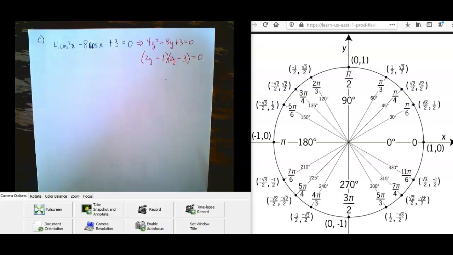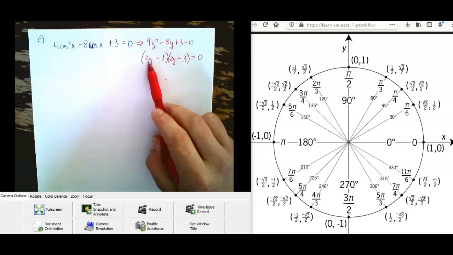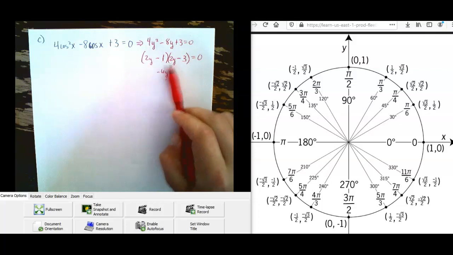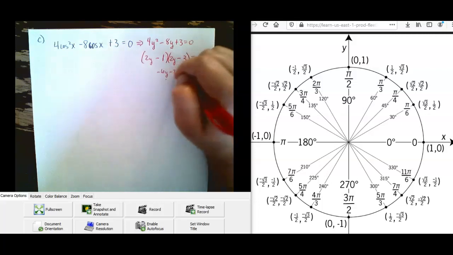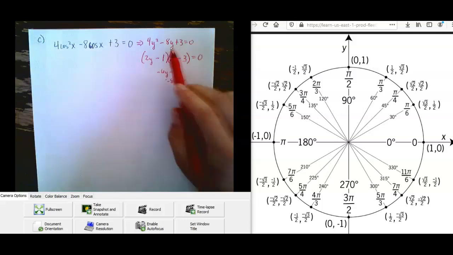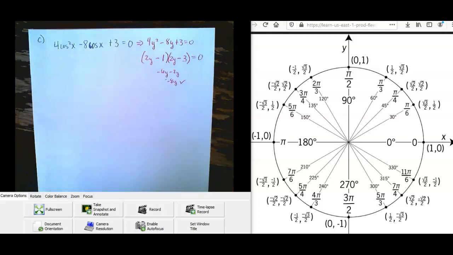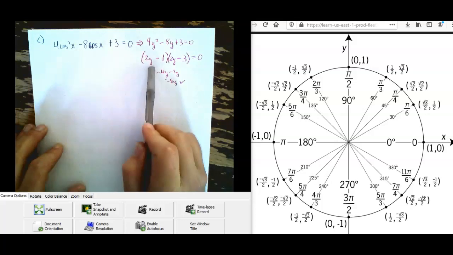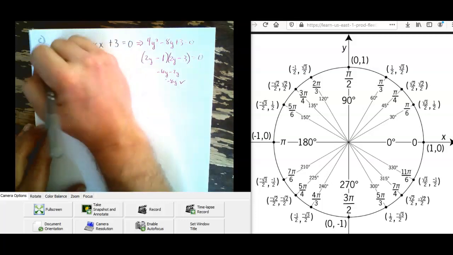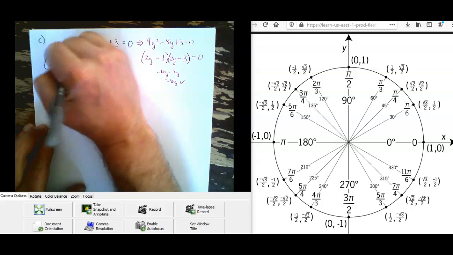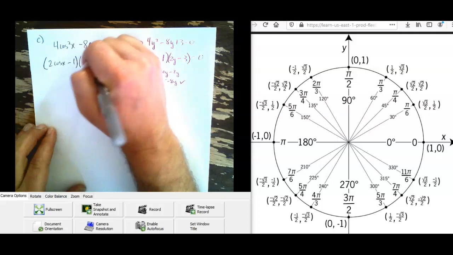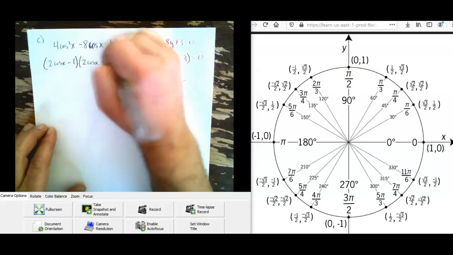Okay, 2y and 2y. So let's see, if we multiply back the outer terms, that'll be negative 6y, and the inner terms are negative 2y combined to negative 8y. Good, that's what we're looking for, right? So those are the factors of that algebraic expression. So we can just copy that format over here, but use cosines instead of y's. So this factors into 2 cosine x minus 1, times 2 cosine x minus 3 equals 0.